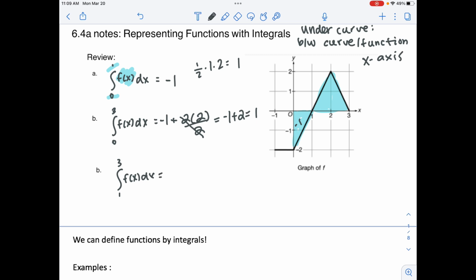And then I'll do it one more time between 1 and 3. I actually just did all of that work in the last problem though. 2 times 2 divided by 2 is 1. So that is the area specifically between 1 and 3 right here. So that is just kind of a review of how integral notation works, and that is what it means.